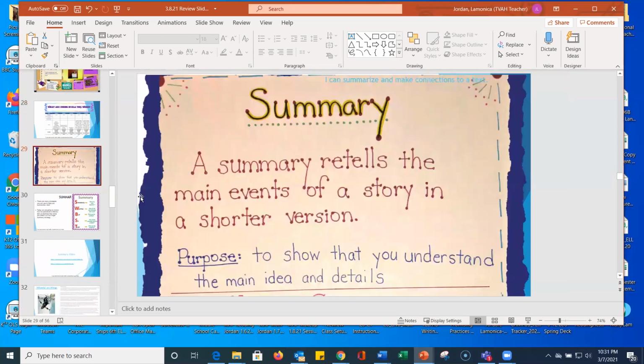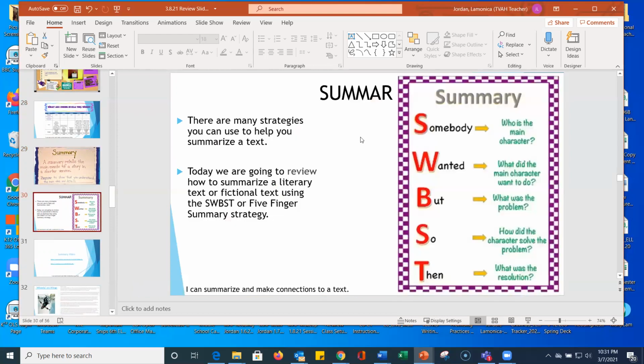A summary retells the main events of a story in a shorter version. The purpose is to show that you understand the main idea and details. When we're doing a summary, we use somebody, wanted, but, so, then. So somebody is who is the main character. Wanted is what did the main character want to do. But, what was the problem? So, how did the character solve the problem? And then, what was the resolution?